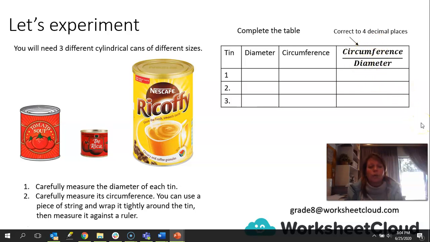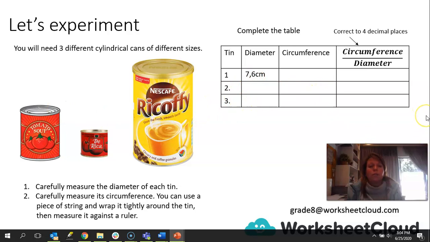But let's first start with the diameter. Remember, that was taking your ruler and measuring across the top of each tin. So your first one, my tomato soup, was 7,6 centimeters. Okay, whichever tin you got, just go with me with the working, and you would have measured accurately across that, and that's what you put in that first space.